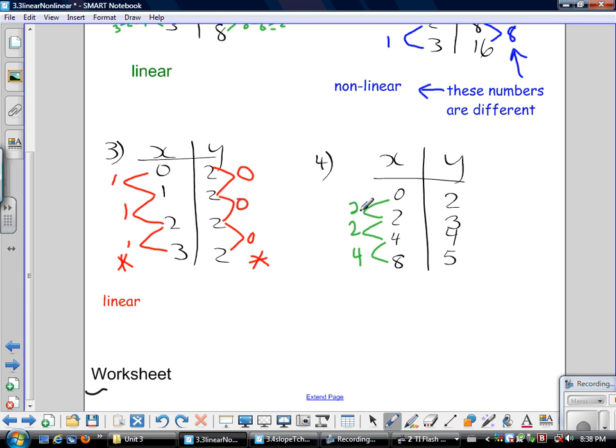2. Now our problem is here, and these ones are going up by 1. Now based on this, these numbers are the same. These ones are different. Therefore, it's non-linear. Okay? Now, if these x's had been different and the y's had been different, then I couldn't really say for sure whether it's linear or non-linear, because remember, we can choose what other values we want for x.